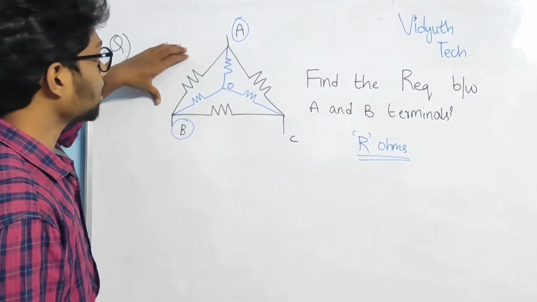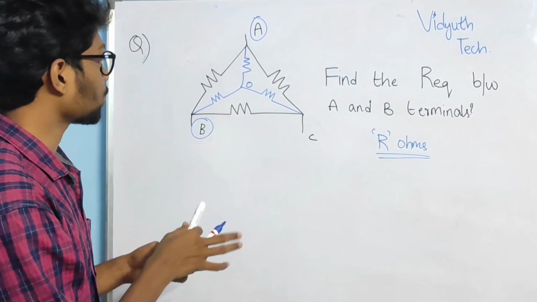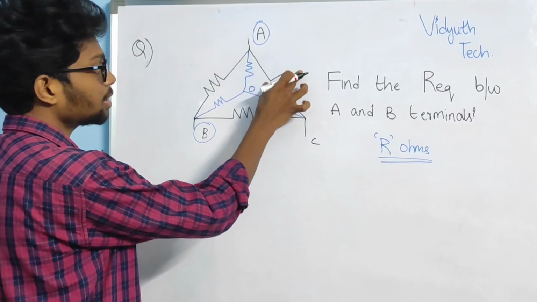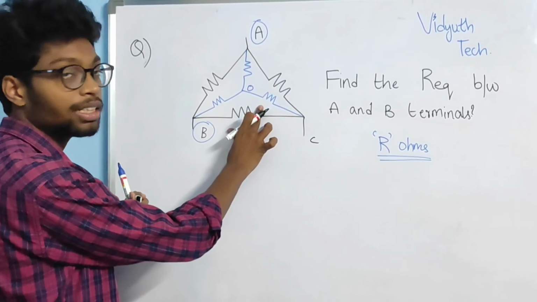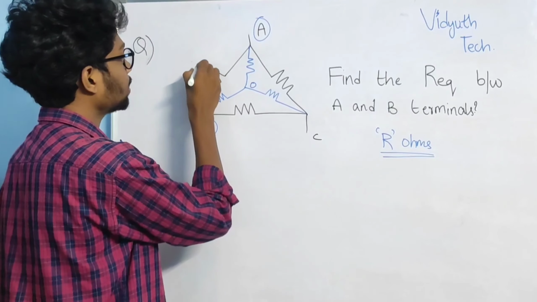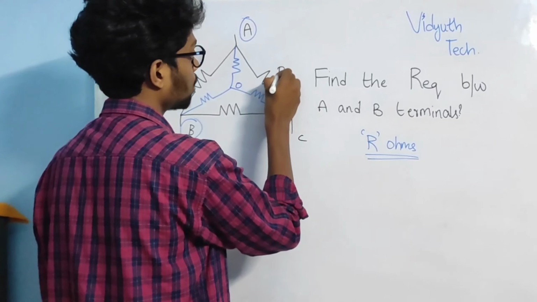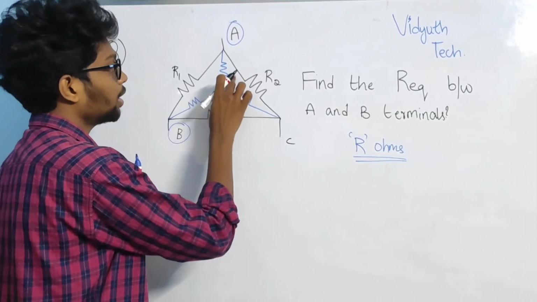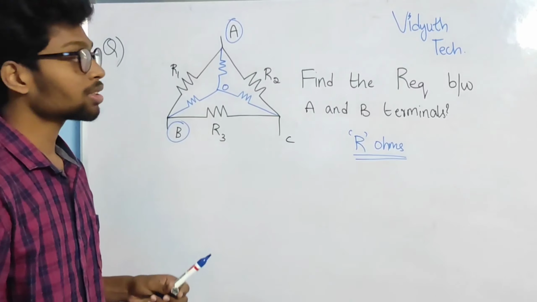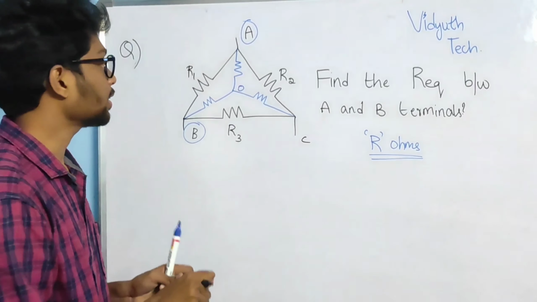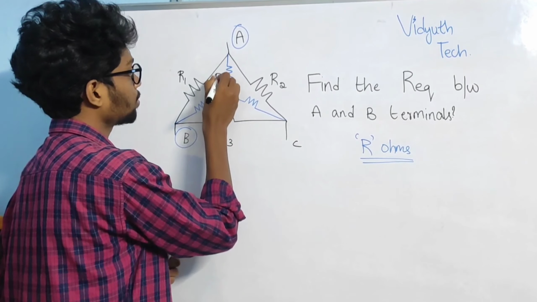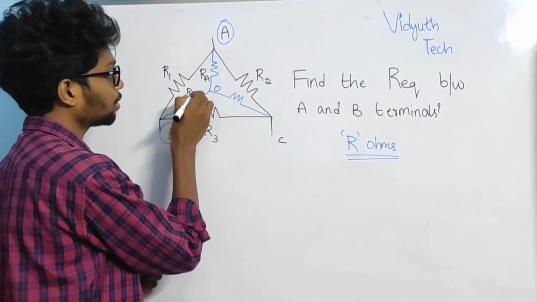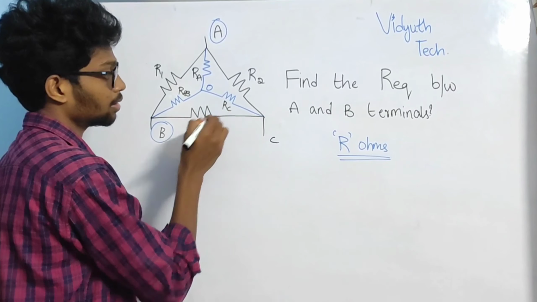Here let me take some indications, friends. Here you can see this resistance and this resistance are connected in delta fashion. I am taking these as R1, R2 and R3. The inner resistances are connected in star fashion, so I am taking those as RA, RB and RC.